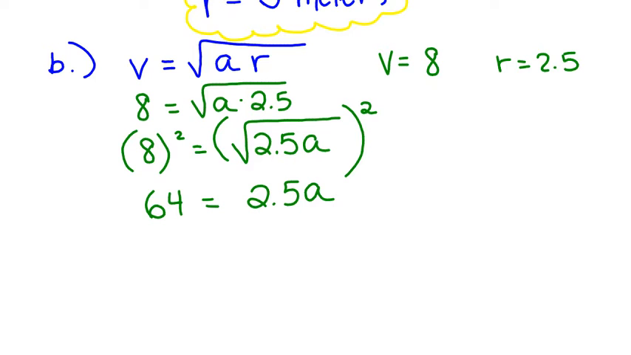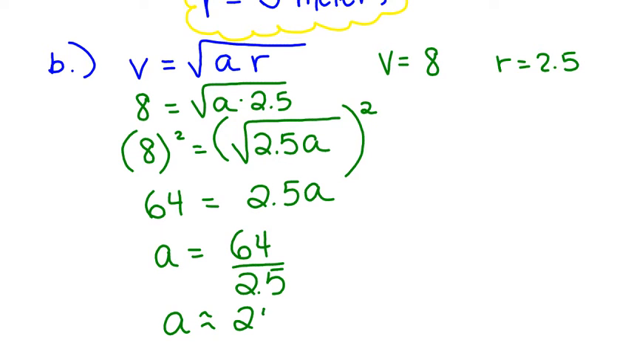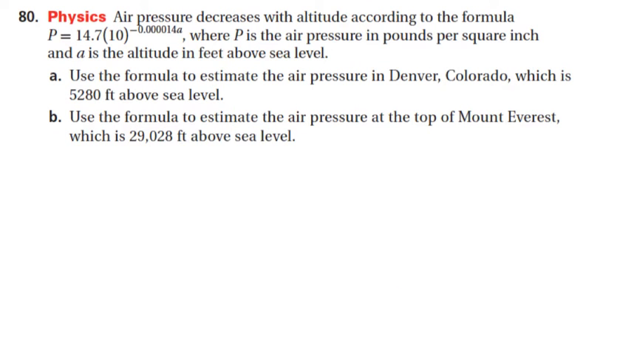Now we need to undo the 2.5. So I'm going to divide both sides by 2.5. Now we use our calculators. So the A value is approximately 25.6 meters per second squared. All right, let's move on to the next problem. Go ahead and pause and read.